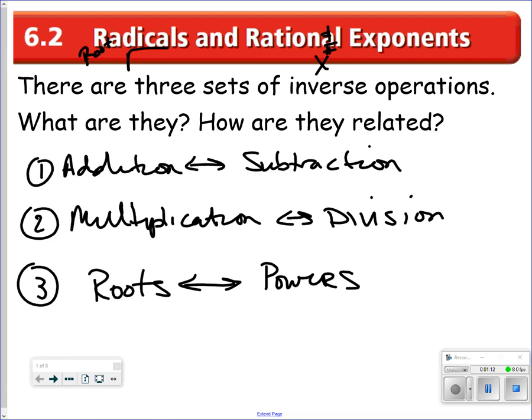In Section 6.1, we spent a long time doing exponent rules, and so now we're going to do the inverse of those. So powers are exponents and roots. A square root and something squared, or a cube root and something cubed, are inverses of each other.